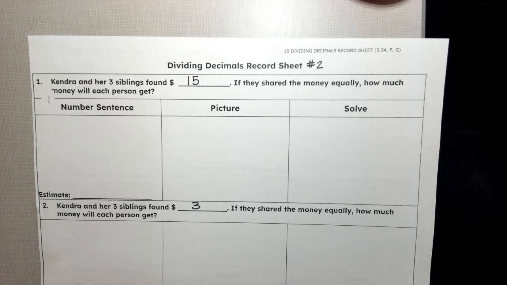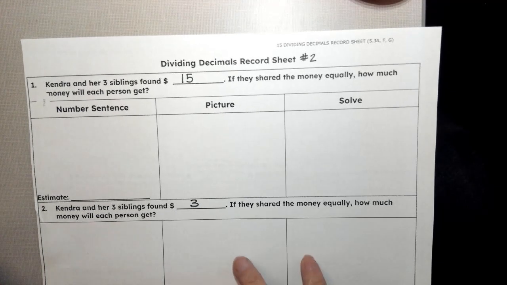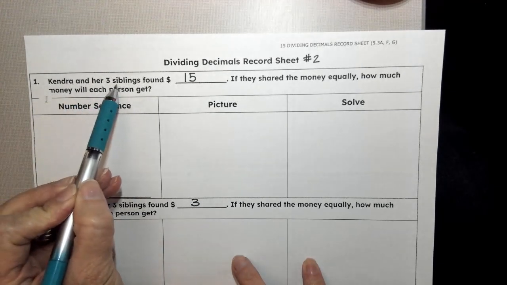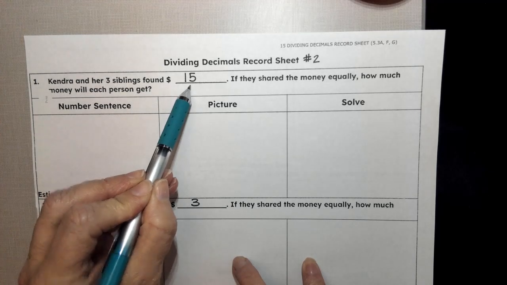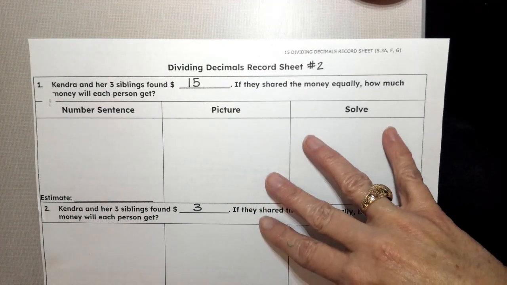So today's practice is really just to practice doing what we were doing on Monday, or perhaps what you were doing Tuesday. Okay, so today is Tuesday or Wednesday, depends upon when you went on your field trip. So we have Kendra and her 3 siblings found $15. If they shared the money equally, how much money will each person get?